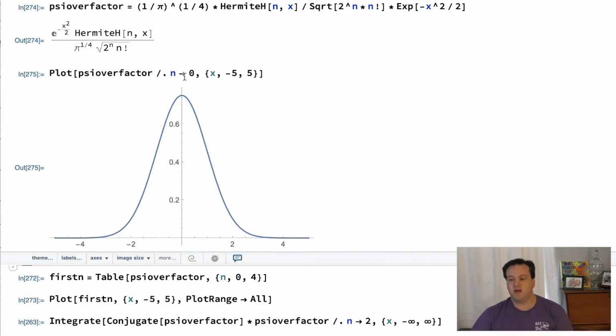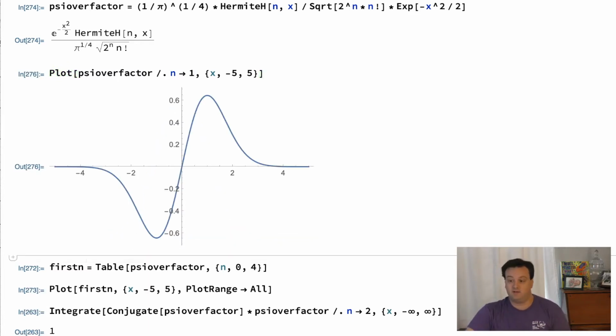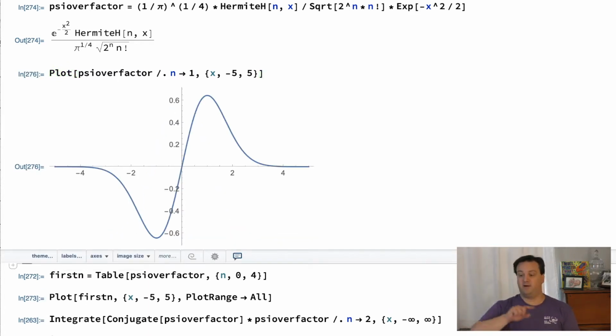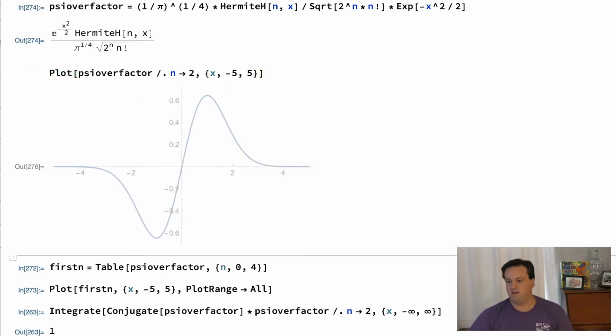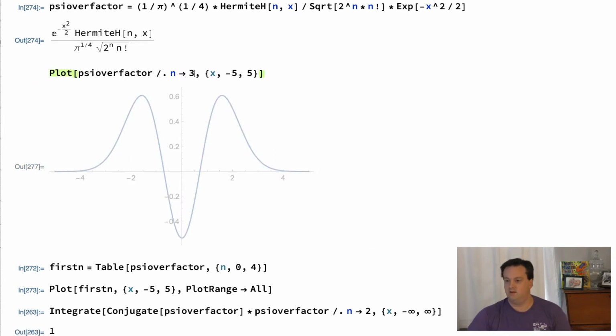So here's n equals 0. Here's the ground state, the lowest possible energy, where it just looks like a Gaussian because the Hermite polynomial is just a constant. I can also look at the first excited state, where again it looks Gaussian-y. It's damped off at the tails, but now I have a wiggle in it, and that's because the first Hermite polynomial goes as x. And then there's a second one, and there's a third one.